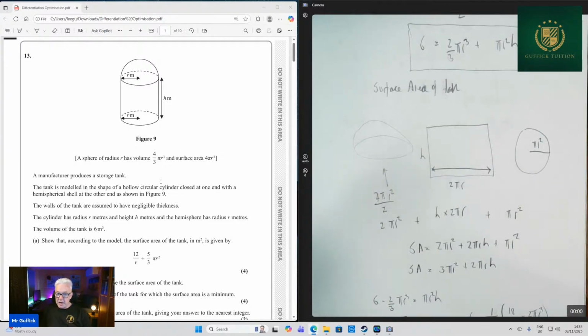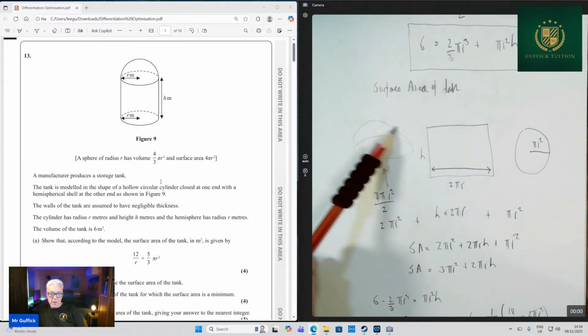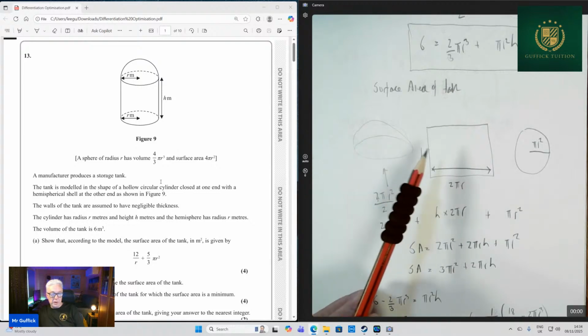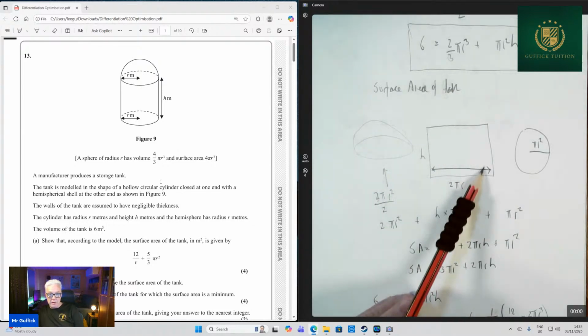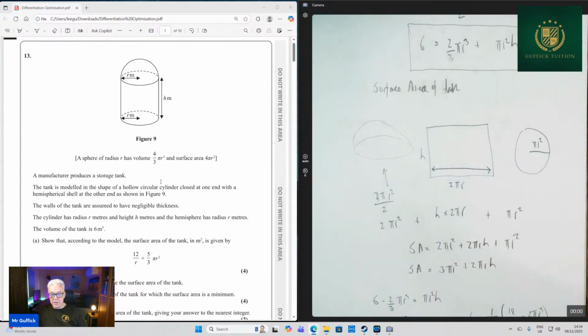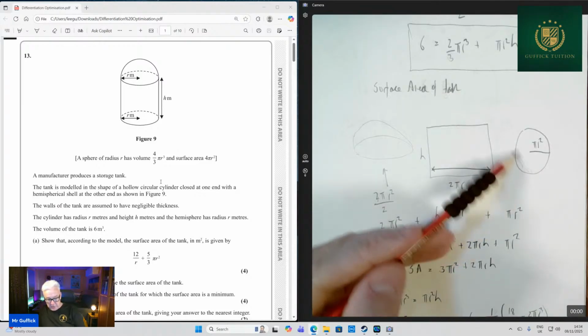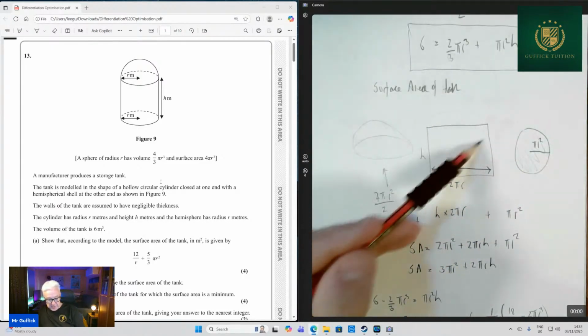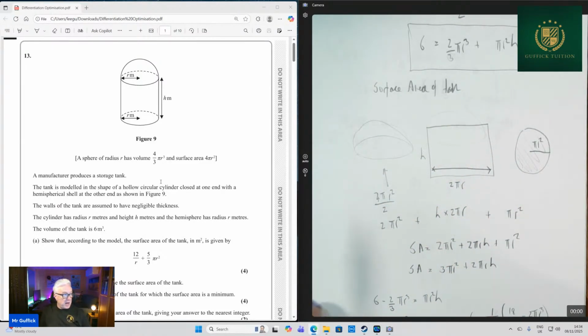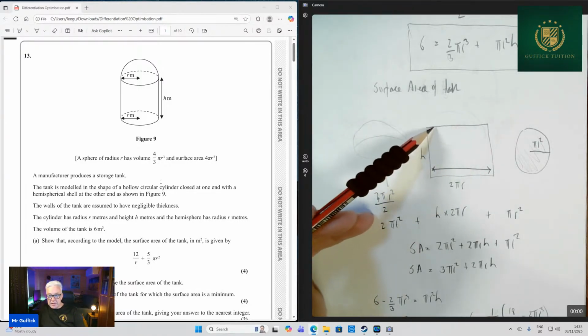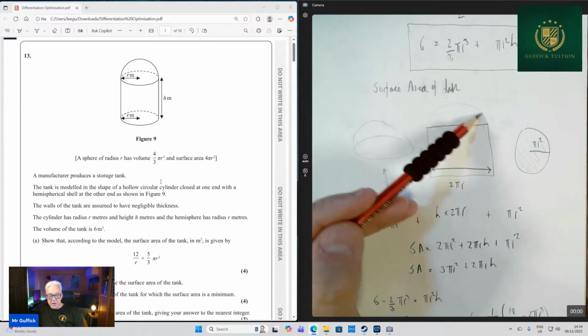The surface area is going to be the area of the hemispherical shell plus the area round the side plus the base. So we've got the base, plus round the outside, plus the top. The top is half of a sphere, so half the surface area of a sphere. That's 4 pi r squared divided by 2, so that's 2 pi r squared. And then we've got the curved surface around the outside.